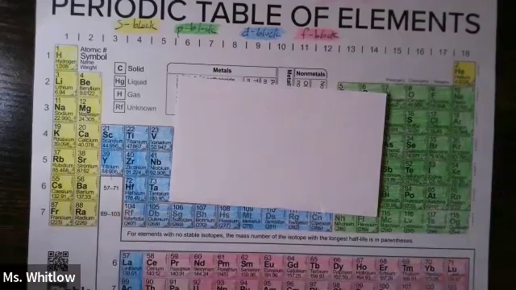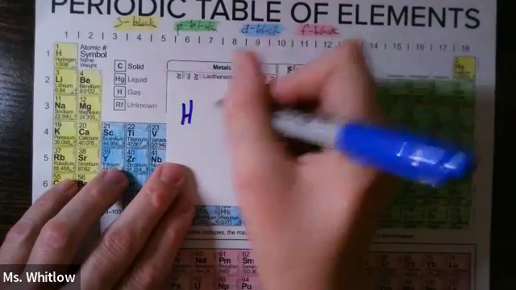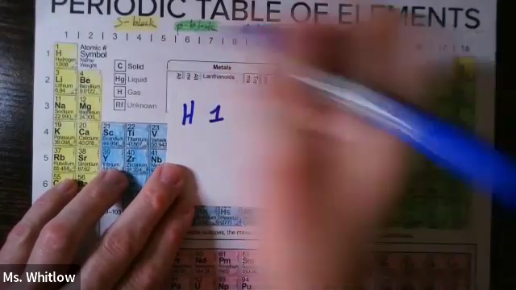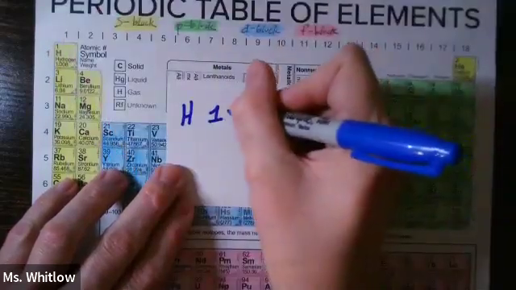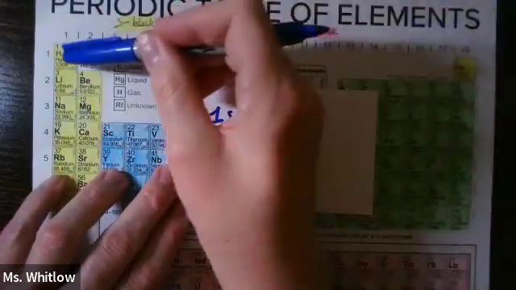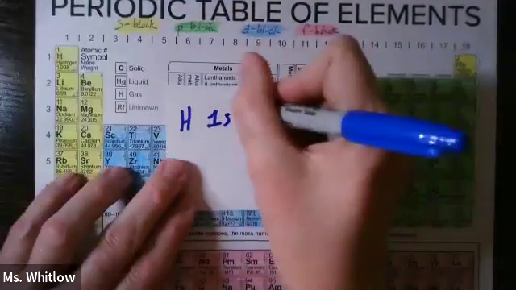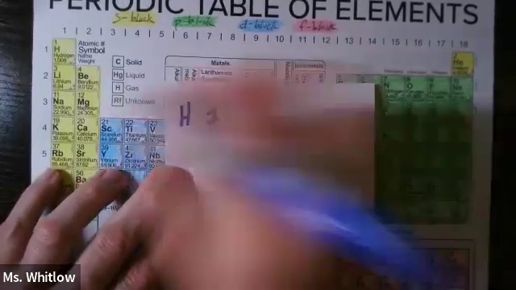Let's say I wanted to know the electron configuration of hydrogen. All I would say is 1, because it's in first period. Then I would say S because it's in the S block. And if I count how many there are, there's only 1. And so we're going to write that as a superscript. So that would be the electron configuration of hydrogen.